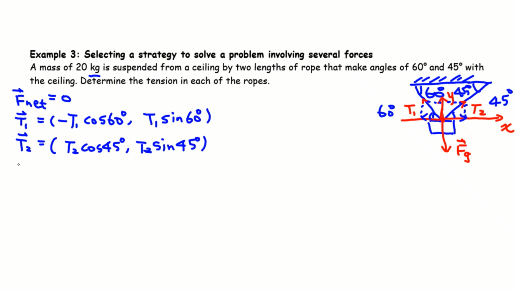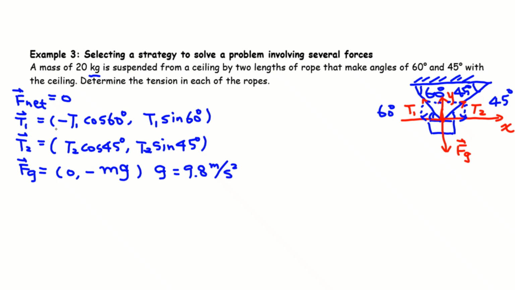And the third force is our gravitational force. For the gravitational force, you will see x direction nothing, y direction is negative: mass times the gravitational acceleration. And the gravitational acceleration, we know it is 9.8, a constant, meters per second squared.